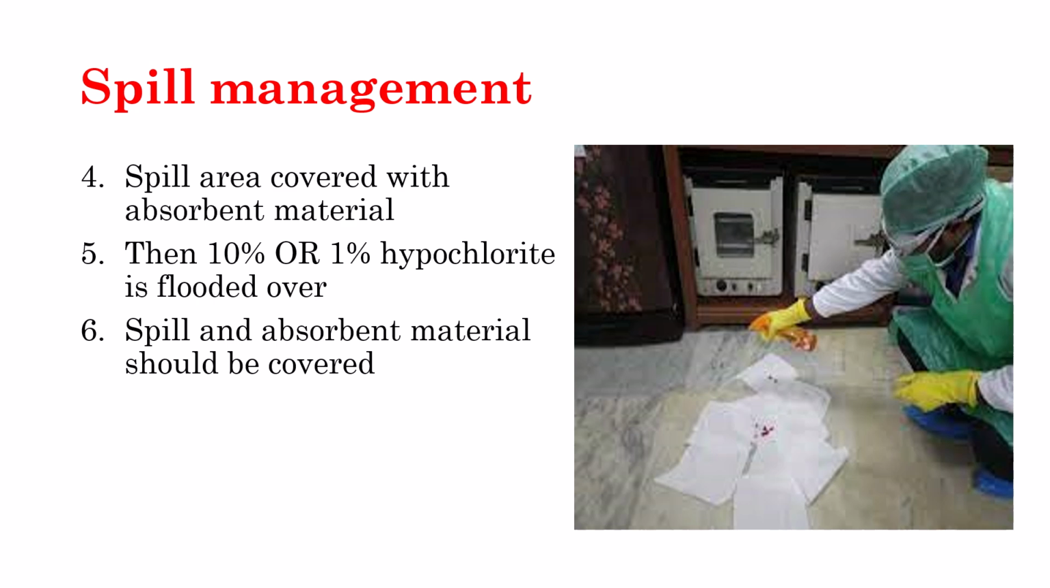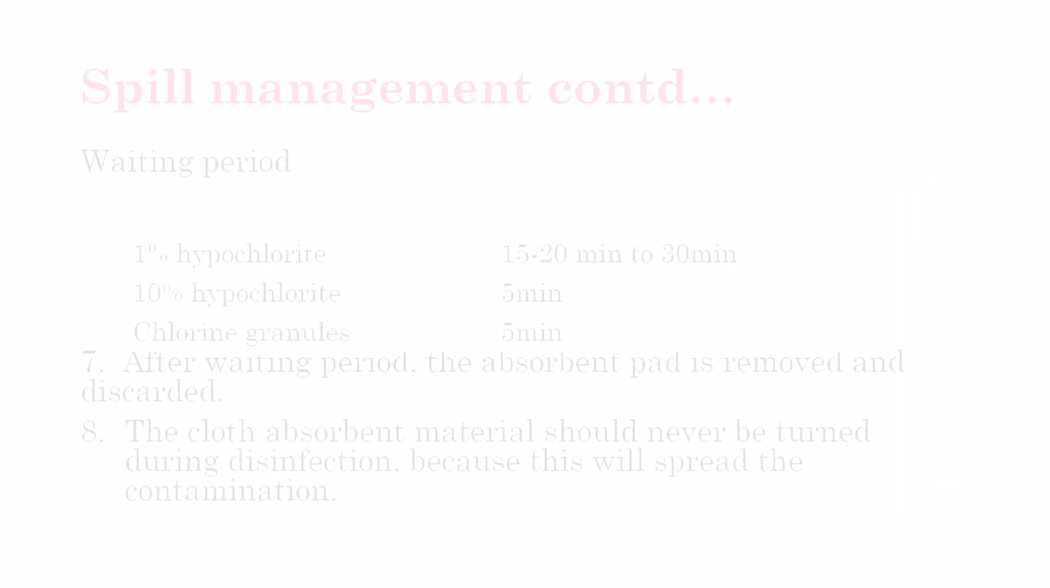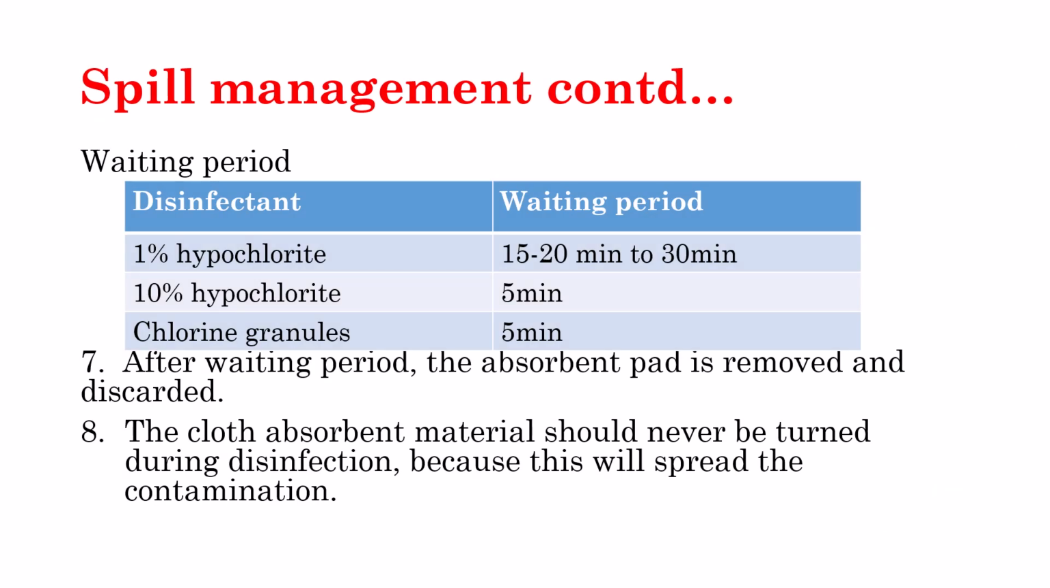Spill management. The spill area is covered with absorbent material. Then 10% or 1% hypochlorite is flooded over the spill, and the absorbent material should be covered. Waiting period for 1% hypochlorite, sodium hypochlorite, is 15 to 20 minutes to 30 minutes. 10% is 5 minutes. Chlorine granules, 5 minutes. After the waiting period, the absorbent pad is removed and discarded.